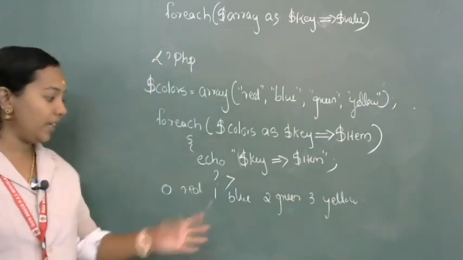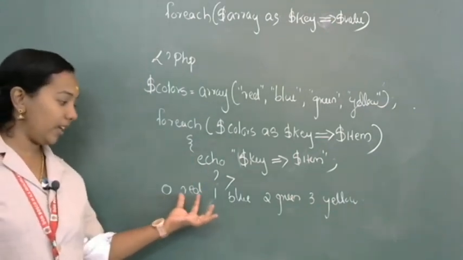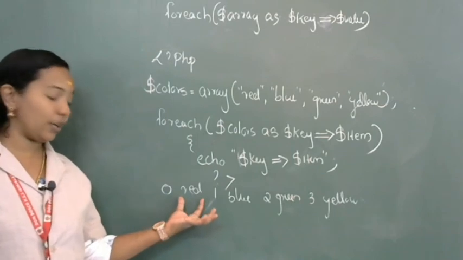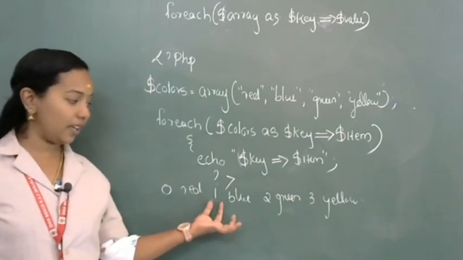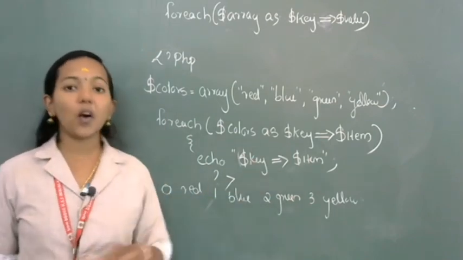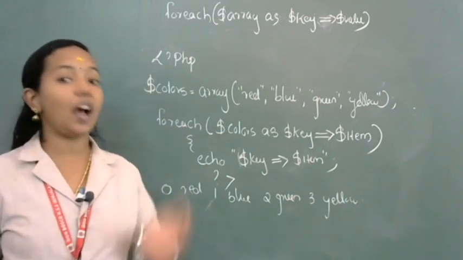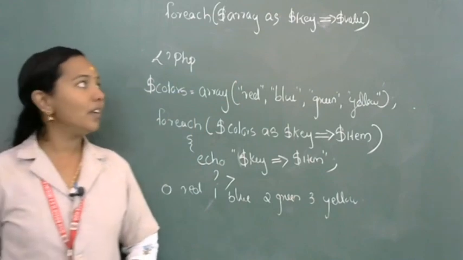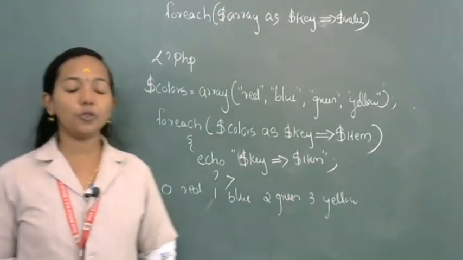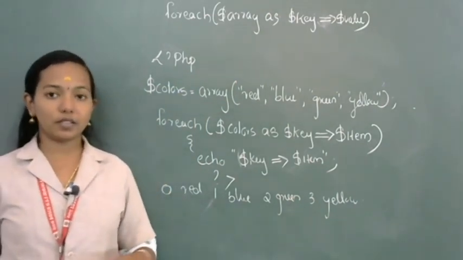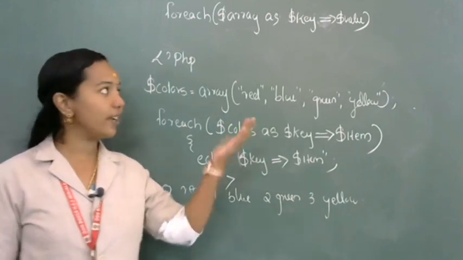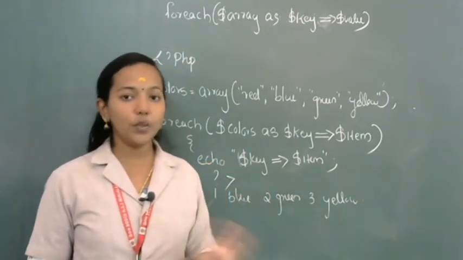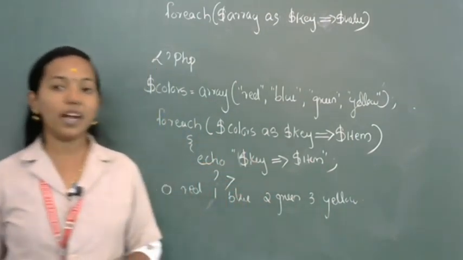That means we will get the key. 0 is the key, the value present at key 0 is red, 1 is the key here, then blue. Then $item means here I am mentioning the item of that particular array. Here it is value. Value is an identifier. We can use different terms instead of value. Actually it is not a keyword. We can use any name for representing the item.